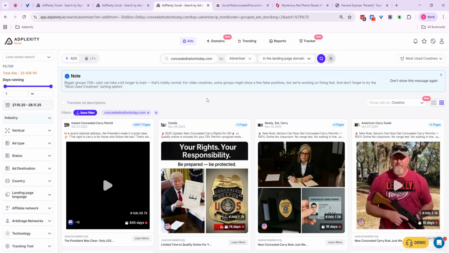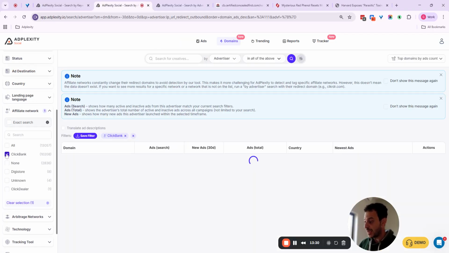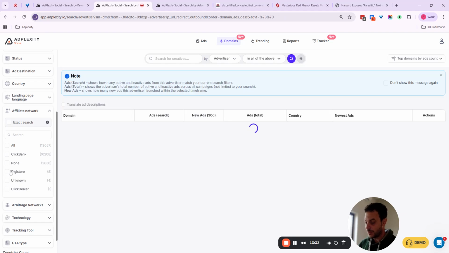So yeah, that in a nutshell is how you can find some of the top offers in ClickBank. But you can also do the same exercise with, for example, BuyGoods in this case. Let's see what we find in BuyGoods. It's going to load. Give me 1 second.